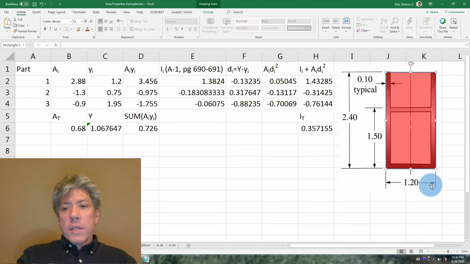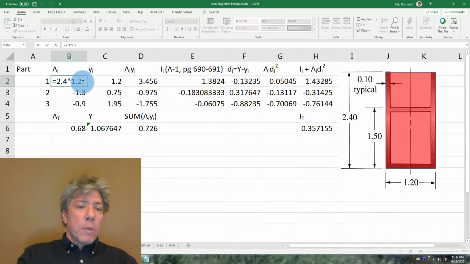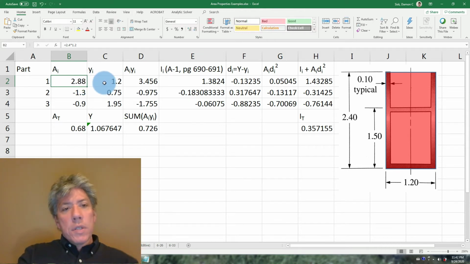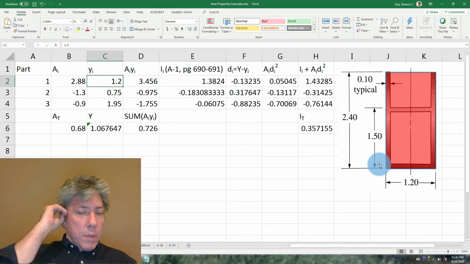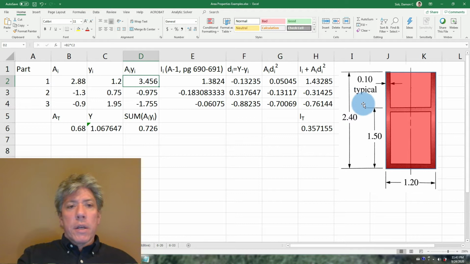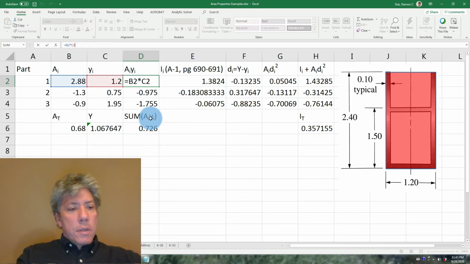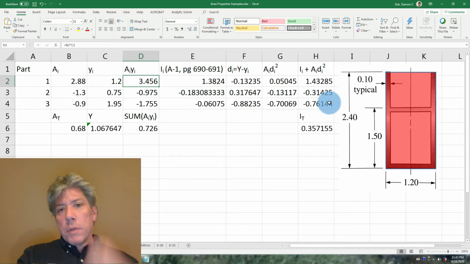But notice that the width is 1.2, the height is 2.4, so my area is 2.4 times 1.2. The location of the centroid of this area, measured from the bottom, which is what I always do, keeps everything easy and straight for me, is half of 2.4. It's 1.2 inches up. So the AiYi product for this area is just these two multiplied by one another, and that comes out to 3.456. We'll talk about the second moment of area here in just a moment.